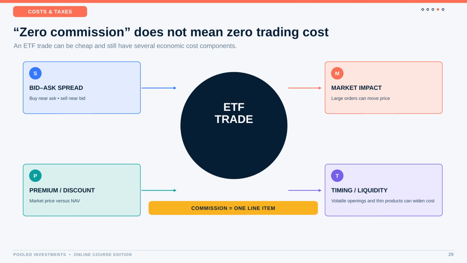A commission-free ETF trade can still have costs. The buyer normally pays the ask, and the seller receives the bid, creating a spread. The ETF may trade at a premium or discount to NAV. A large order can move the market, especially in a thin fund or when the underlying securities are less liquid. An investor can also choose a poor time, such as the first few minutes of a volatile session when spreads may be wider. Zero commission means one line item is zero. It does not mean the total trading cost has entered a witness protection program. Limit orders and liquidity awareness can improve execution discipline.